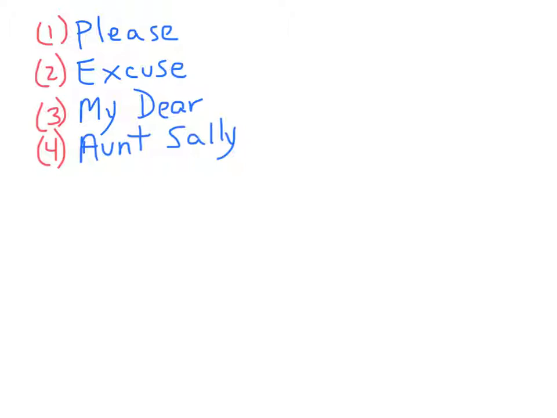Please excuse my dear Aunt Sally actually has 4 different levels. And when solving a mathematical equation, you need to follow these levels in order. First of all is please. Please stands for parentheses. So if you have any parentheses, you always need to do that first when you have a problem. The excuse, the E, stands for exponents. So you always need to do exponents second.